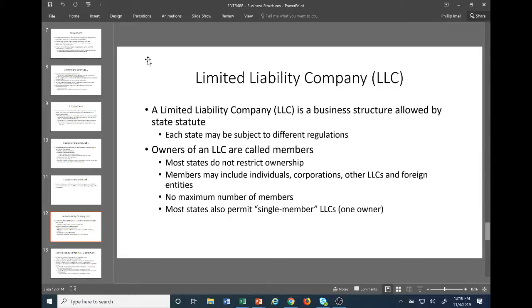Most states do not restrict ownership. Members may include individuals, corporations, other LLCs, or foreign entities, so a lot more lenient in terms of LLCs than that of S corporations. There is no maximum number of members, and a lot of the states also permit just a single member, so just a sole owner or one owner of an LLC.